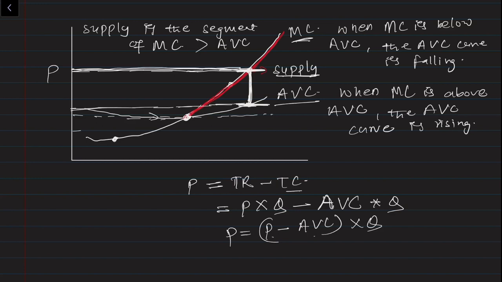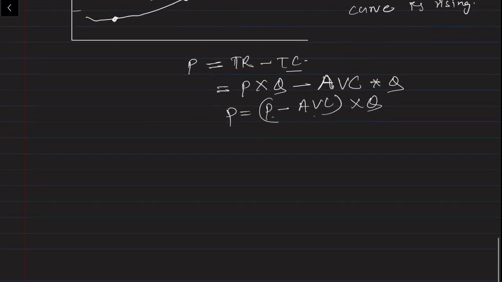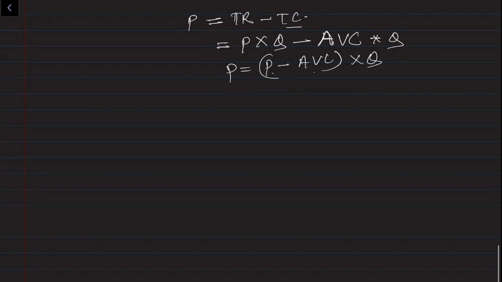Now let's look at the long run. Now in the long run there are no fixed factors. All factors become variables. So in the long run we do not have something called average variable cost. We only have average cost. There is no fixed cost. We only call it average cost.